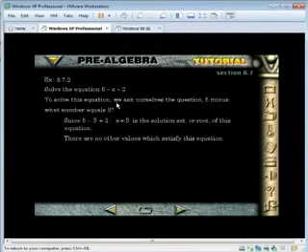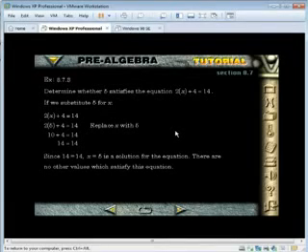Example 8.7.2. Solve the equation 5 minus x equals 2. To solve this equation, we ask ourselves the question: 5 minus what number equals 2? Since 5 minus 3 equals 2, x equals 3 is the solution set or root of this equation. There are no other values which satisfy this equation.